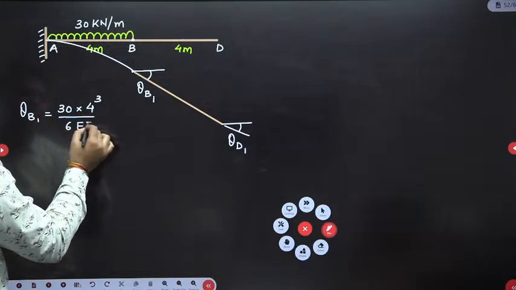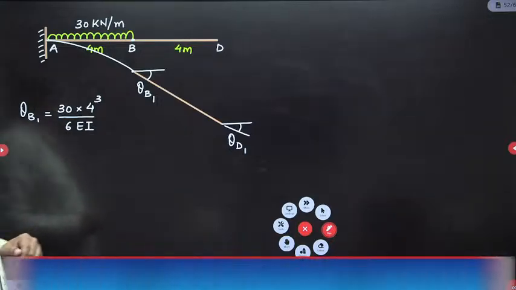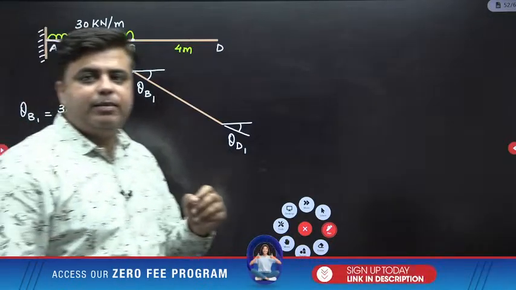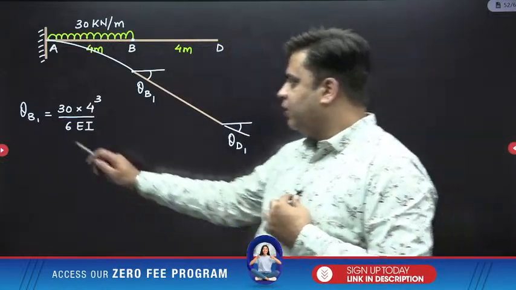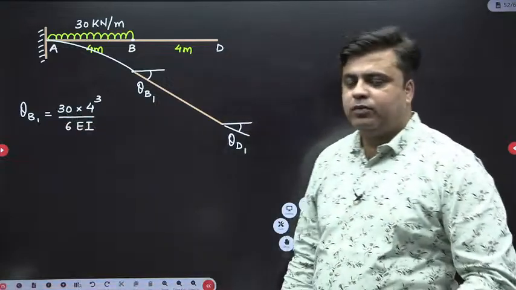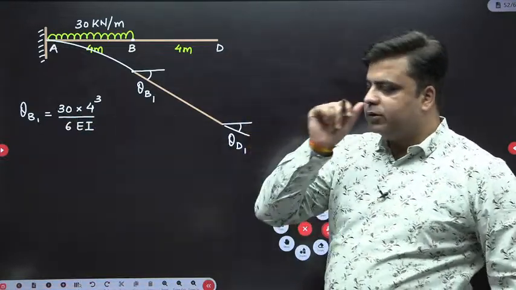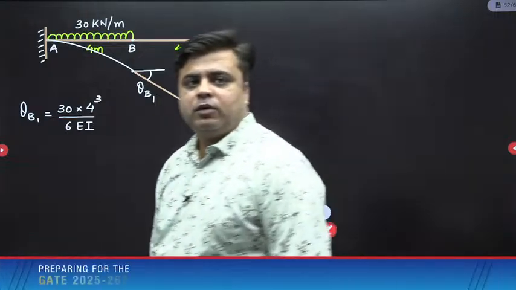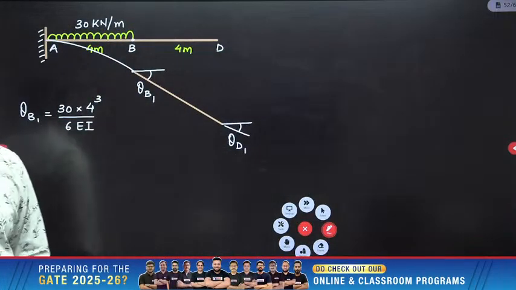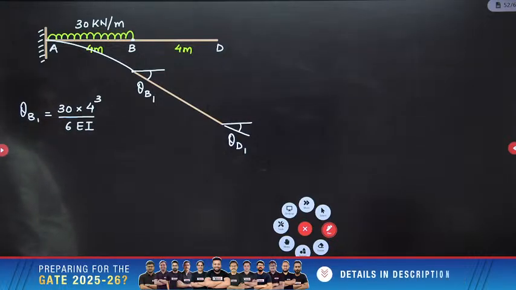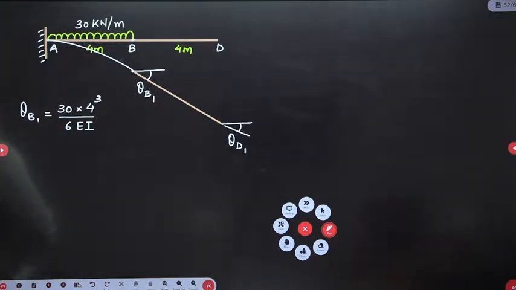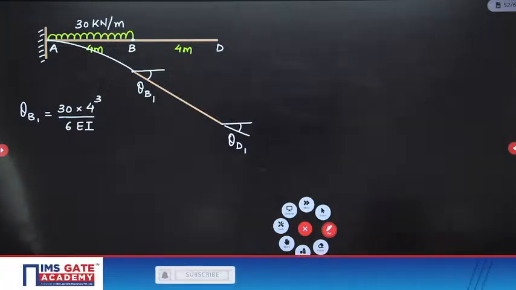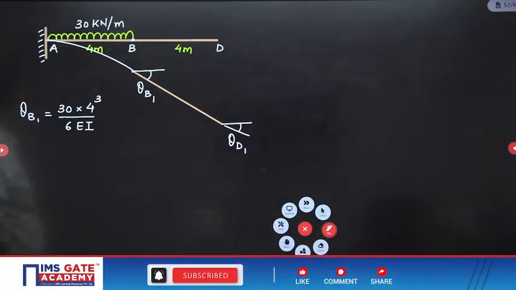Please calculate this theta B1 and tell me the value. What is 30 into 4 cube upon 6 EI? Please calculate this.